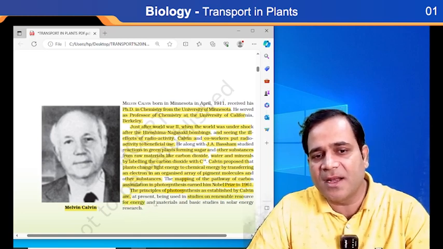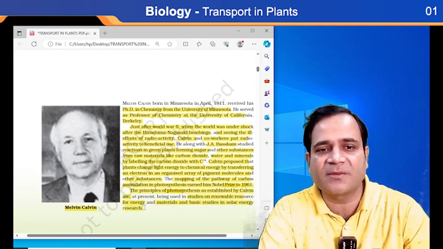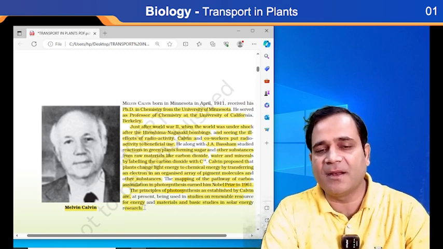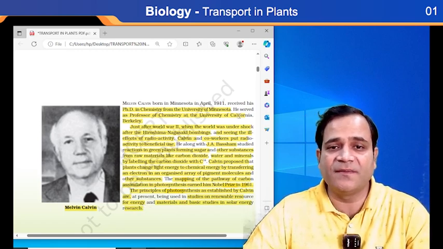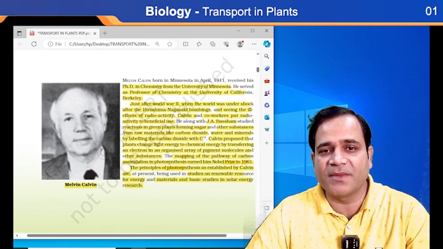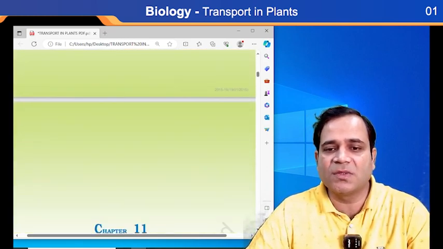At present it is being used in studies on renewable sources of energy, whatever energy we use in the form of renewable materials, and basic studies in solar energy research. This is the greatest scientist, my dear, born in Minnesota in April, and he received his PhD in chemistry from the University of Minnesota. Thank you, sir, for giving us such wonderful things.